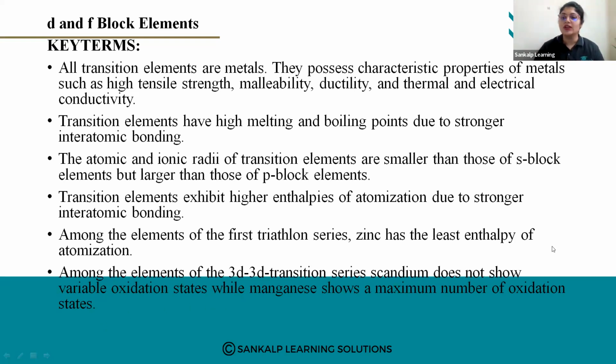Oxidation state means what? The valence electrons. Valence electrons means the remaining electrons which are available in the valence shell. These valence electrons are responsible for the variable oxidation state. Scandium does not show variable oxidation state. Variable means what? More number of oxidation states. While manganese shows the maximum number of oxidation states. So these are some of the important points for d block elements.